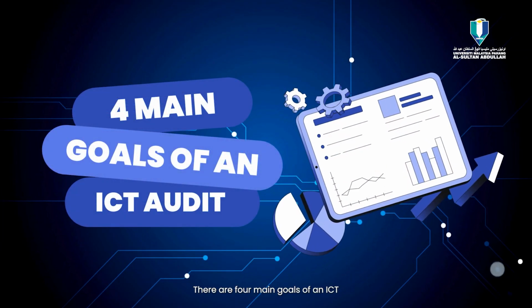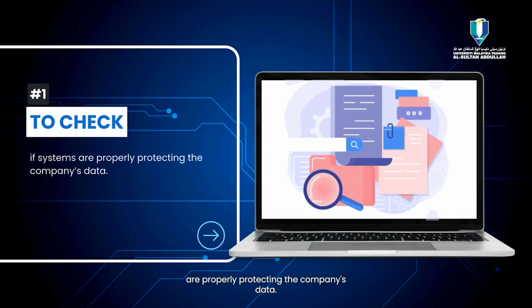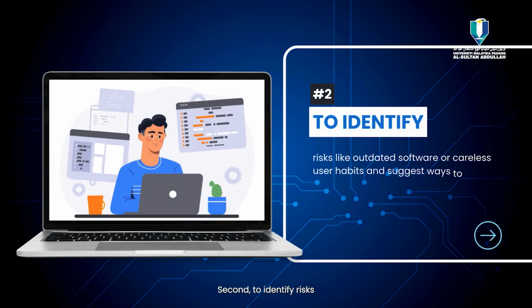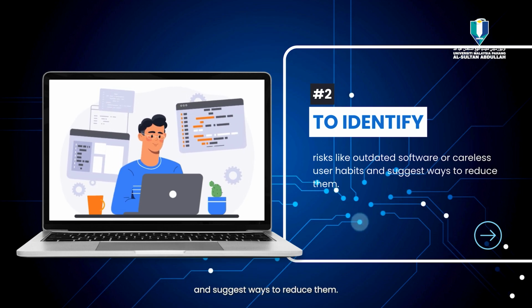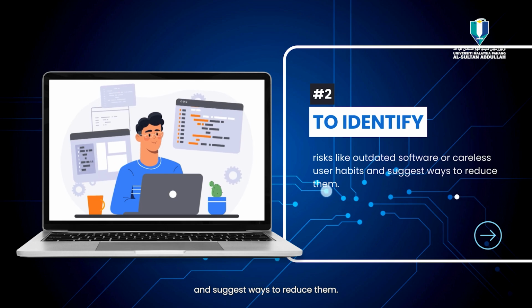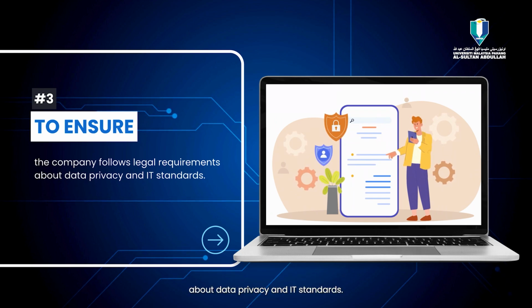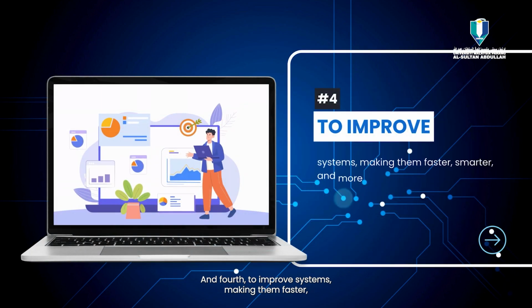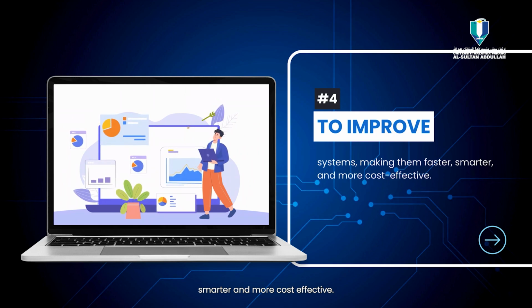There are four main goals of an ICT audit. First, to check if systems are properly protecting the company's data. Second, to identify risks like outdated software or careless user habits and suggest ways to reduce them. Third, to ensure the company follows legal requirements about data privacy and IT standards. And fourth, to improve systems, making them faster, smarter, and more cost-effective.